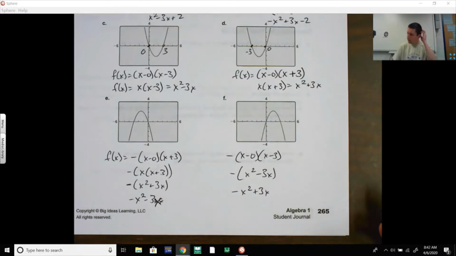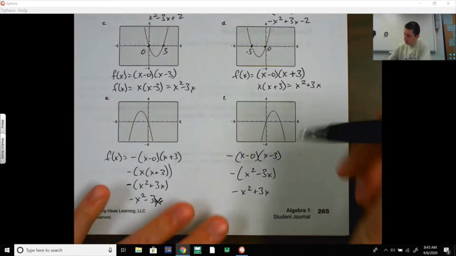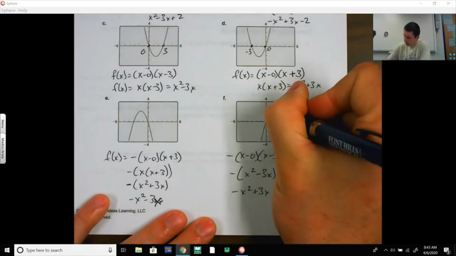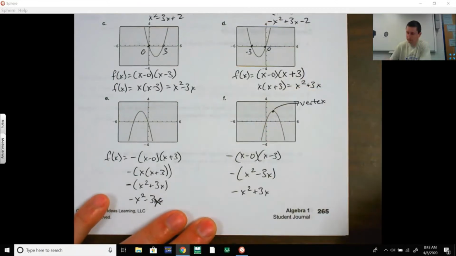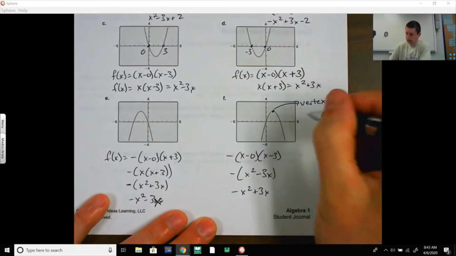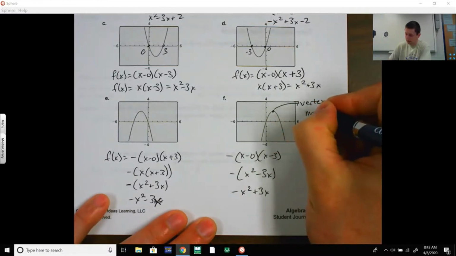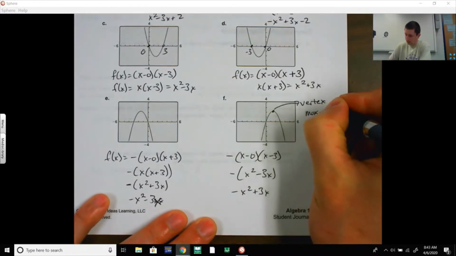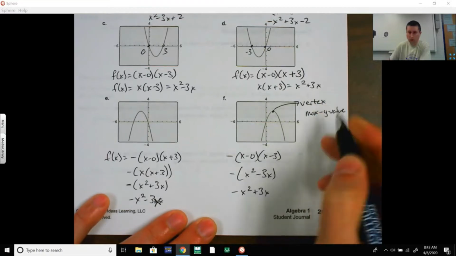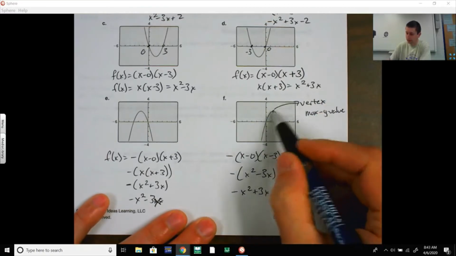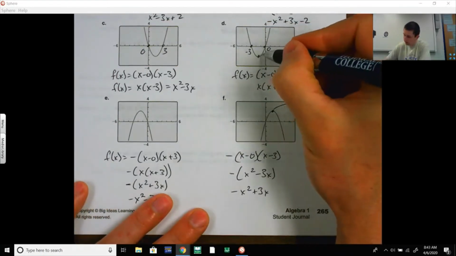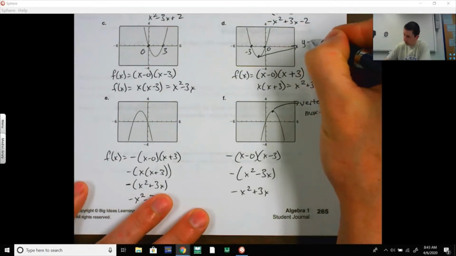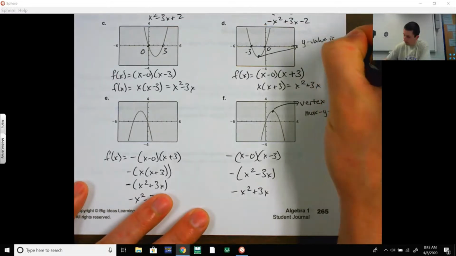Okay? Now the other thing with these graphs, another characteristic, is this point that's right up here. That point is called the vertex. And it is, in this case, a maximum. And that's the y value. So the y value is a maximum for this graph. Whereas this one, here's my vertex, and here your y value of this is a minimum.